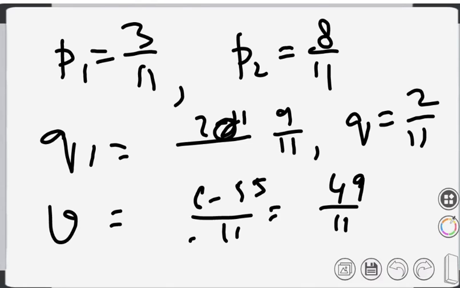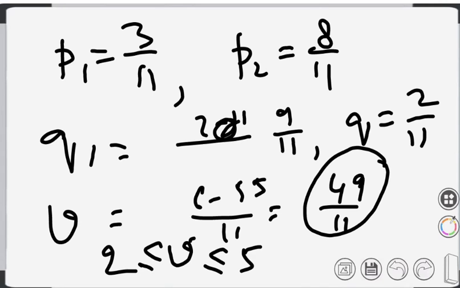Yes, sir. And see, we have checked. Please check. We have written B is lying between 2 and 5. We have already written previously that B is lying between 2 and 5, and 49 by 11 is lying between 2 and 5. That's the check. 49 by 11 is 4 point something. Also in the graph, you can see that the intersection point lies between 5 and 2. So finally, we will write the final solution.